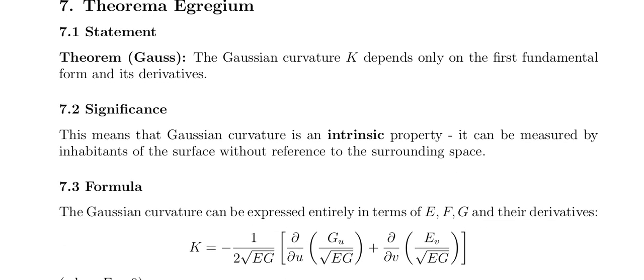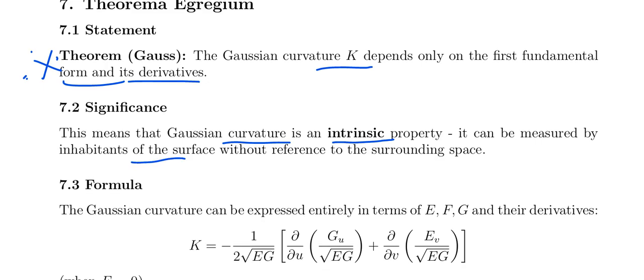This is called the Gauss theorem. Gaussian curvature, capital kappa, depends only on the first fundamental form and its derivative. That is called the Gauss theorem. And the significance of the Gaussian curvature is that it is an intrinsic property, so it can be measured by the inhabitants of the surface without reference to the surrounding space.